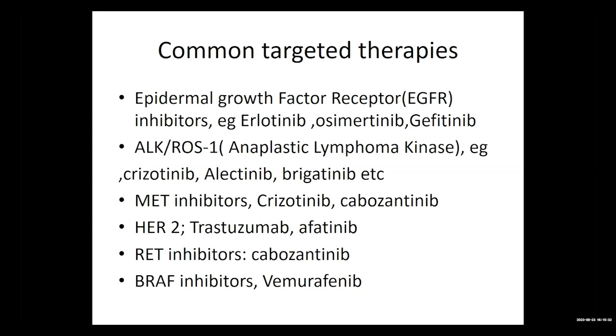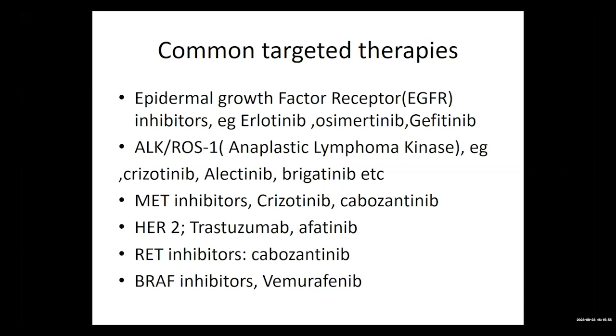We have a lymphoma kinase inhibitor and ROS1. These 2 mutations are very similar. They're like brother and sister, and so the same drugs work for both of them. Crizotinib, alcatinib, and brigatinib, all these are available. We can easily get them for our patients.